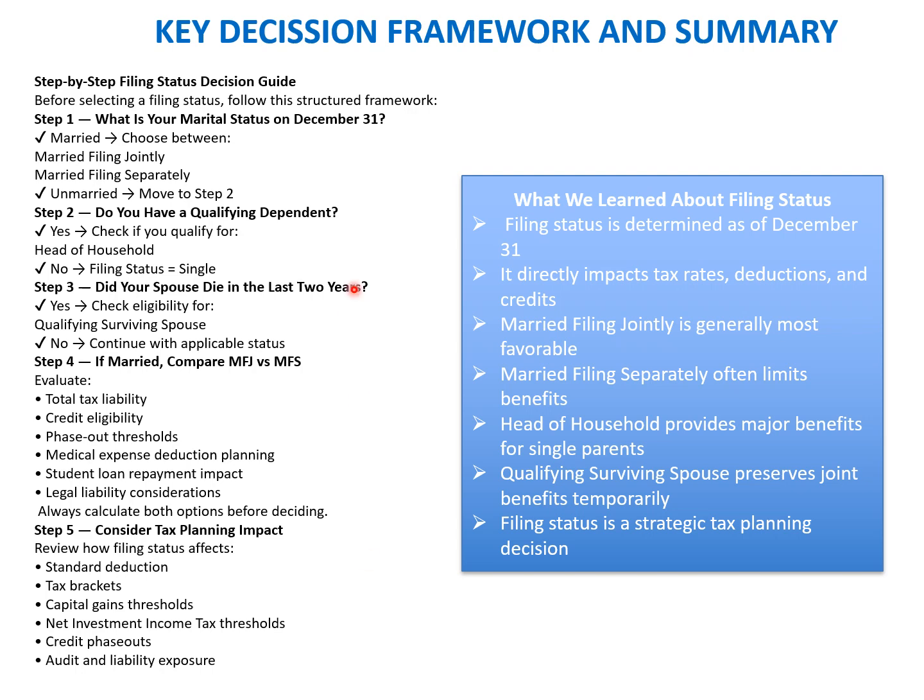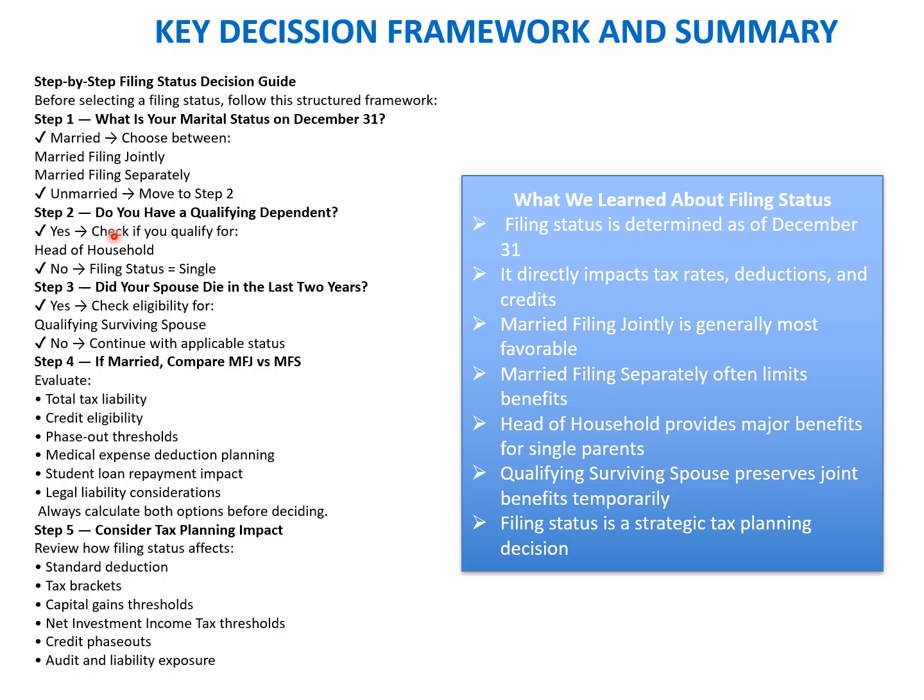Okay, so key decision framework and the summary. We'll quickly go over step-by-step decision making to understand which filing status needs to be picked. So, the step-by-step filing status decision guide. Before selecting a filing status, follow this structured framework. Step one: what is your marital status as of December 31? If you're married, then choose between married filing jointly and married filing separately. But if you're unmarried, then we move to the next step.